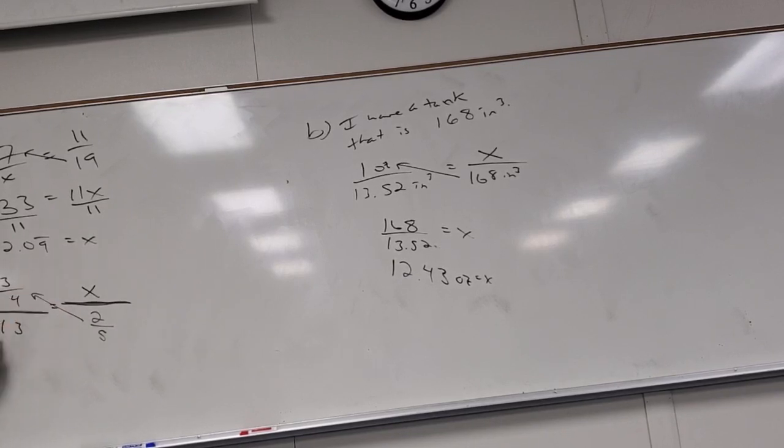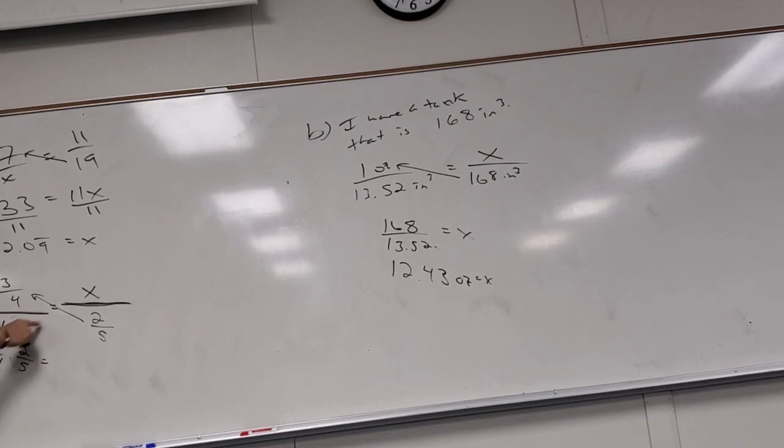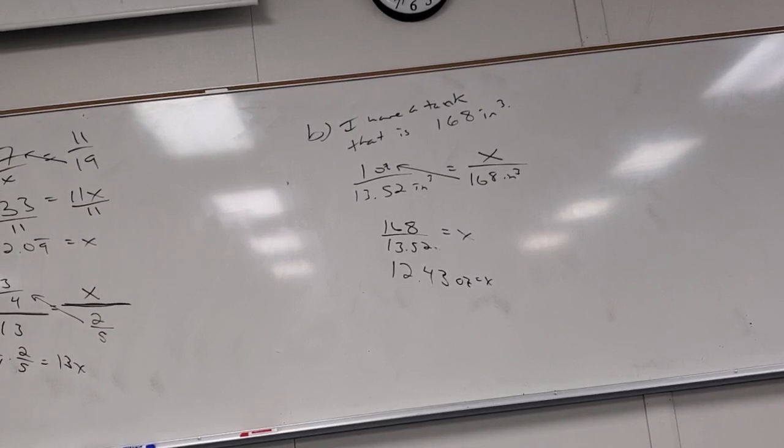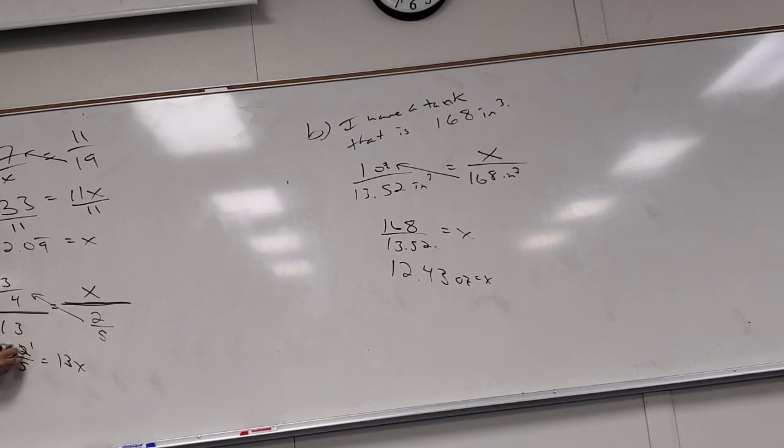So one side will be 3/4 times 2/5. And the other side will be 13x. What is 3/4 times 2/5? 3/10. Good, because I can cancel one of these two, so I get 3/10.